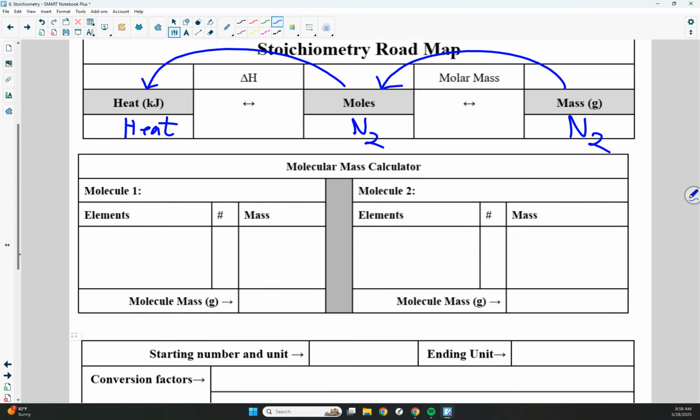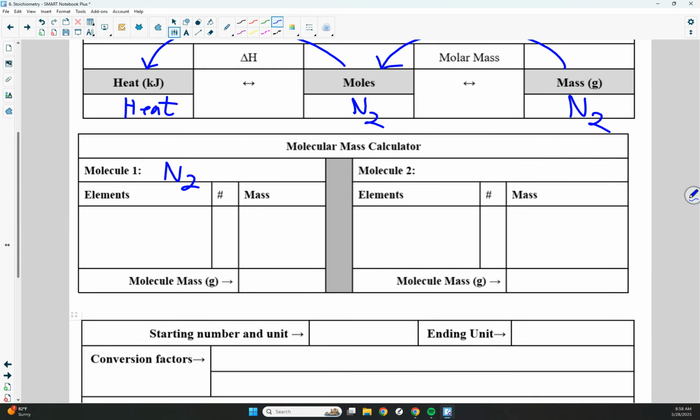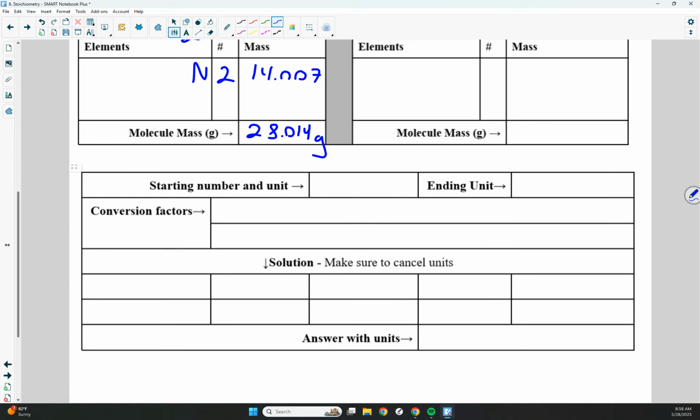So we're going to need to know the mass of N2, which is 28.014. That's the mass of nitrogen times 2. And then we're going to plug everything in, just like we did on our first example. So our starting number and unit was 13.7 grams. Our ending unit is going to be kilojoules, which again is our unit of heat.